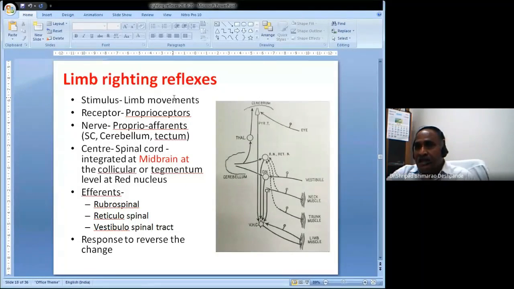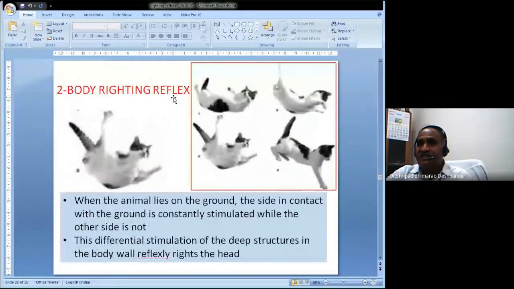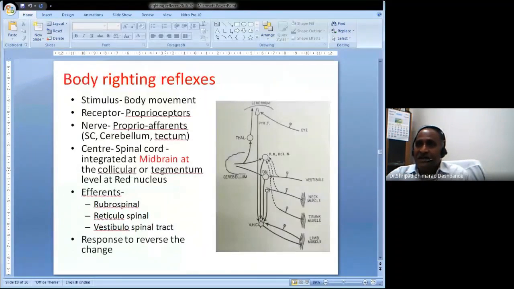So maybe I will just go through that, and if you just see this body righting reflex, what is happening? The head and neck is there. The body is tilted. When the body is tilted, it will try to bring it back. So I will come back to this. The body righting reflex. Let us consider what are the components of these things. Receptors are the proprioceptors present in the trunk muscles, and the afferents are the proprioceptor afferents in the spinal cord.